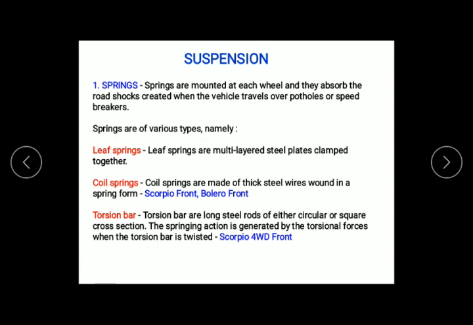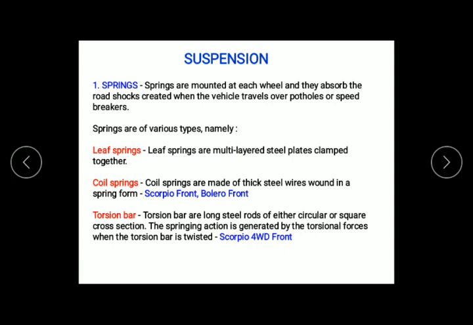Then suspension consists of springs. Springs are mounted at each wheel and they absorb the road shocks when the vehicle travels over potholes or speed breakers. The springs are of various types, namely, first, leaf spring. Leaf springs are multi-layered steel plates clamped together to absorb the shocks. You can use composite leaf springs also to improve the performance.